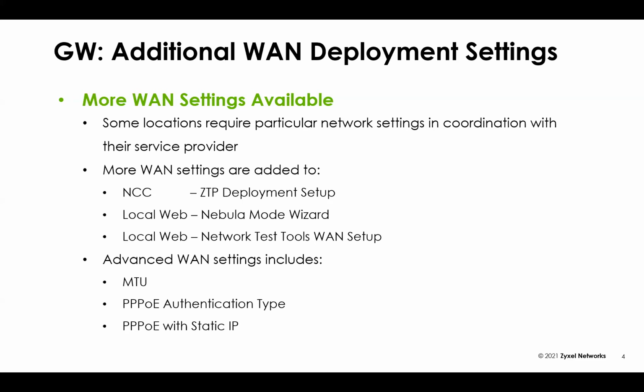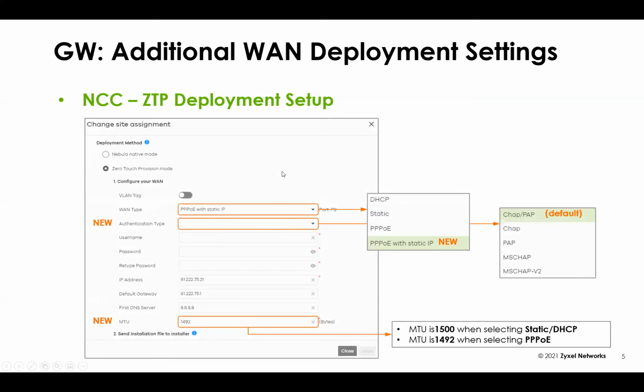One of the things that we've actually added now are more settings for the WAN mode. So you'll see that we have advanced WAN settings such as the MTU, we have PPPoE authentication type, and then we also have PPPoE with a static IP address. So you'll see here when you're doing your Nebula deployment, when you set up your zero touch provisioning mode, you'll see that we have the WAN type as PPPoE with static IP. So you'll have your DHCP, your static, your PPPoE, and then now the new PPPoE with static IP address.